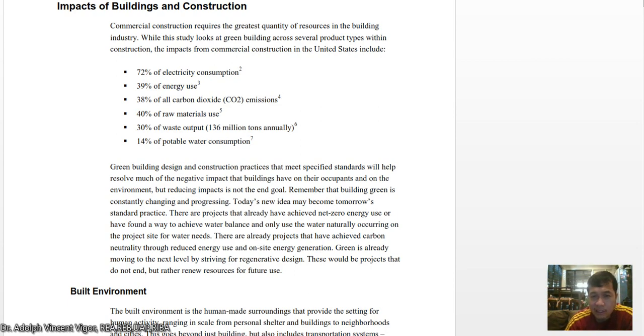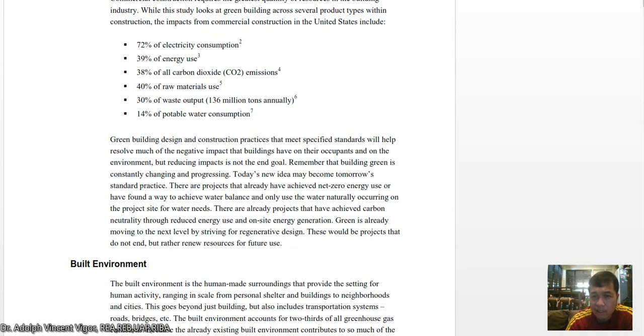There are projects that have already achieved net zero energy use or have found a way to achieve water balance and only use the water naturally occurring on the project site for water needs. There are already projects that have achieved carbon neutrality through reduced energy use and on-site energy generation. Green is already moving to the next level by striving for regenerative design. These would be projects that do not end but rather renew resources for future use.